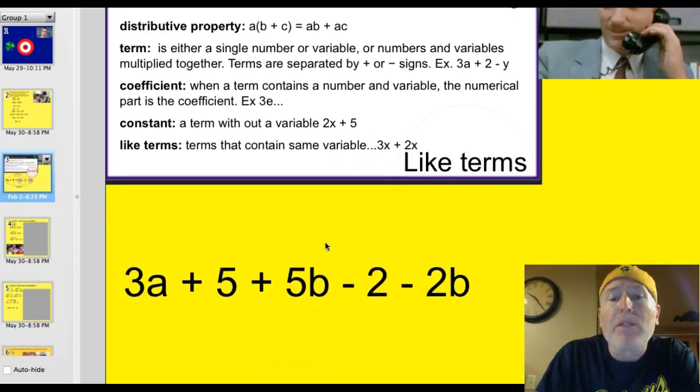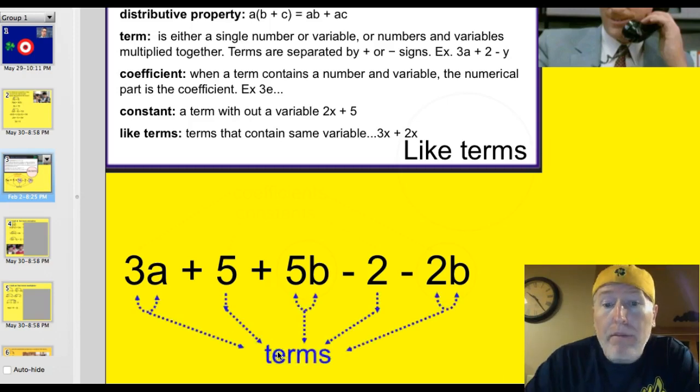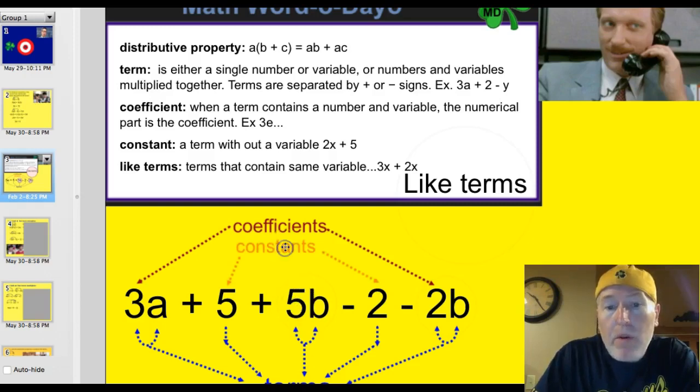All right, let's see what you remember here. So I've got an expression here. Can you identify the terms? Here they all are. Those are all separate terms, 5 of them. How about the coefficients? There's 3 of them. Here's 2 here, and there's 1 more going down, but I didn't put an arrow there because it would interfere with my word constants. These are constants here.